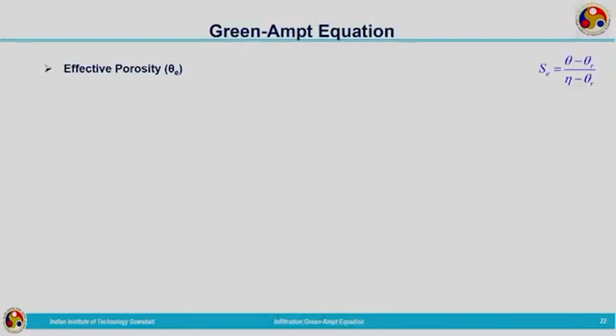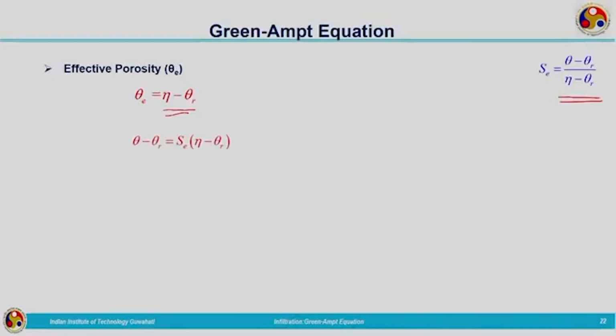So we have the expression for effective saturation, theta minus theta R divided by eta minus theta R. Theta E is given by eta minus theta R. Maximum is eta minus residual moisture content, that is the effective porosity. So theta E is equal to eta minus theta R. From this we are going to get the expression for theta minus theta R. Theta minus theta R is given by SC multiplied by eta minus theta R. So theta minus theta R can be written as SC multiplied by theta E. Theta E is our effective porosity.